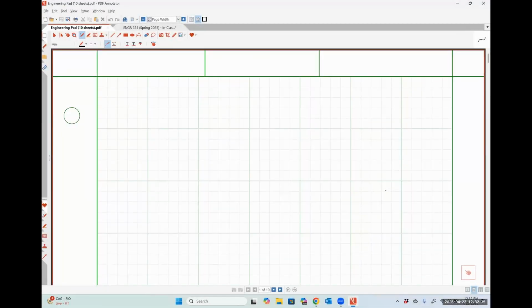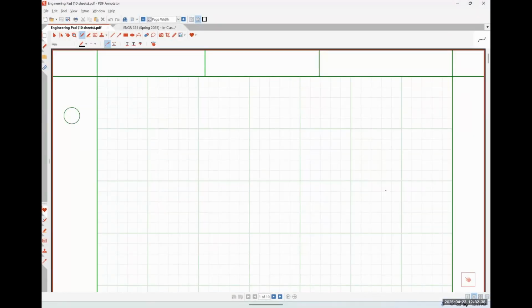What we're going to talk about today is how we're going to analyze circuits that are excited at multiple frequencies. So I'm going to call this multi-frequency circuit analysis. I'm going to draw a relatively simple circuit here.